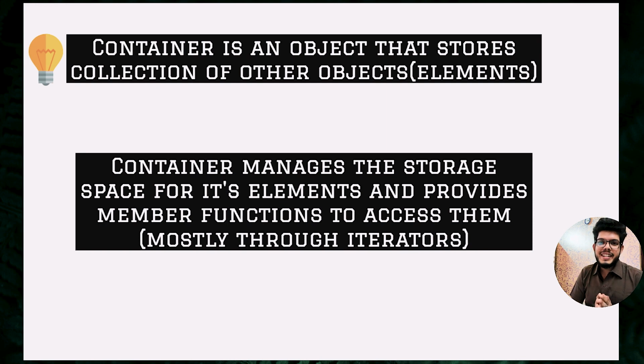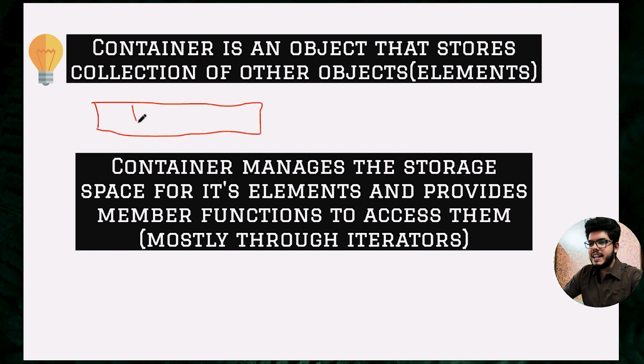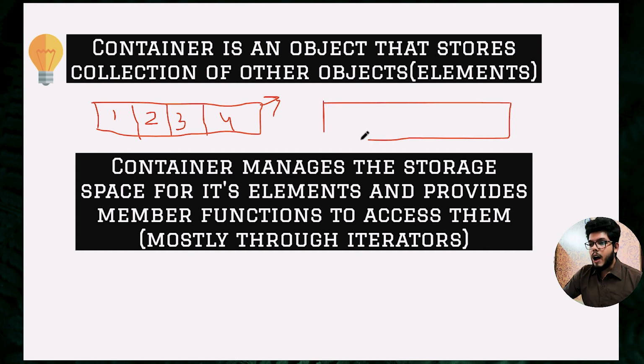Now the objects can be a data type. So I can say a container can be an array which has several integer data types in it. It can be an integer 1, then a 2, then a 3, and then a 4. So it is a container. An array is a container. It can contain integer data type, float data type, long data type, and so on. But at the same time, an array, that is a container, can also contain objects in it.